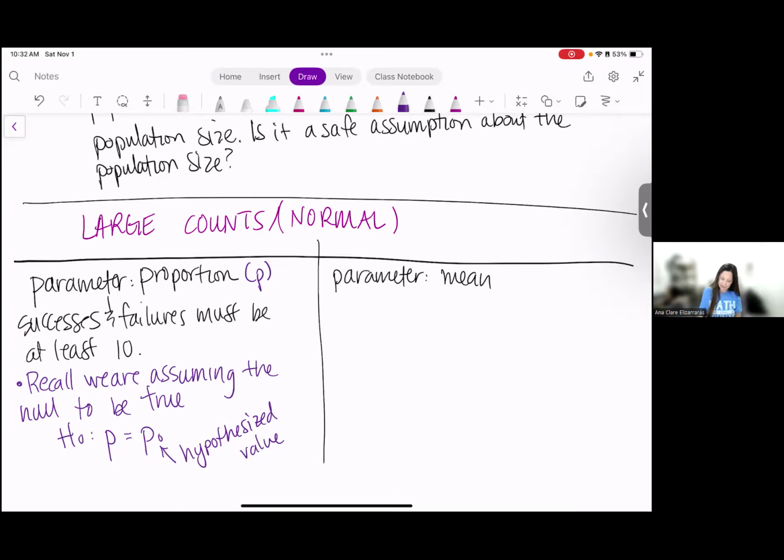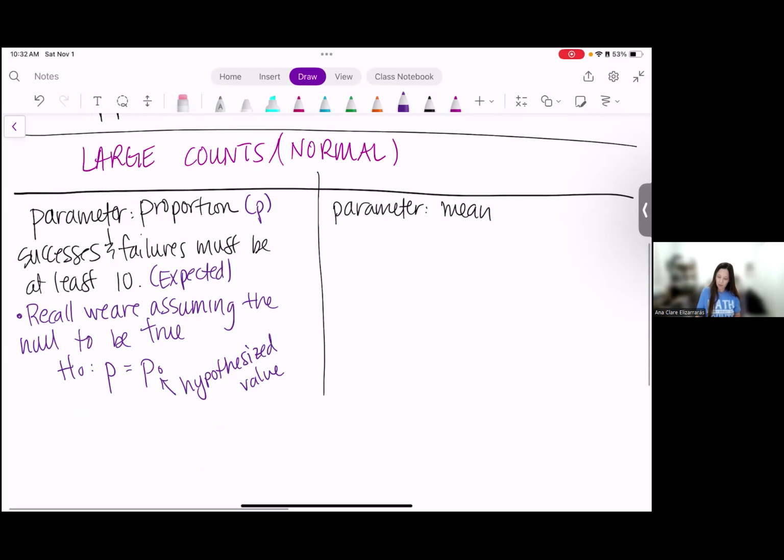So we are looking at expected successes and failures. And what does that mean? That means that we need to multiply our sample size times our hypothesized value to see how many successes we expect. And then times that complement to see how many failures we expect. And both of those need to be at least 10. So the way that you check this is you say n times p sub 0 must be at least 10, and n times 1 minus p sub 0 must also be at least 10.